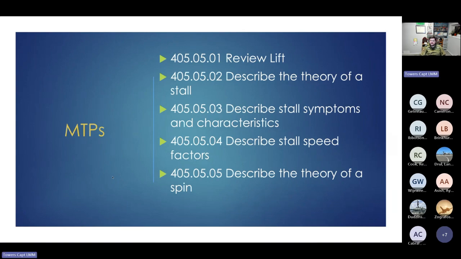Our teaching points we're going to go over: we're going to review lift, describe the theory of a stall, describe stall symptoms and characteristics, describe the stall speed factors, and describe the theory of a spin. At the end of the class, students shall be able to describe what is occurring aerodynamically before, during, and after a stall, while also understanding the basic spin theory. Pilots must recognize the symptoms of an approaching stall and how to recover from one with minimum altitude lost.